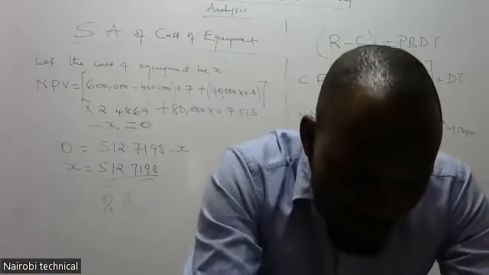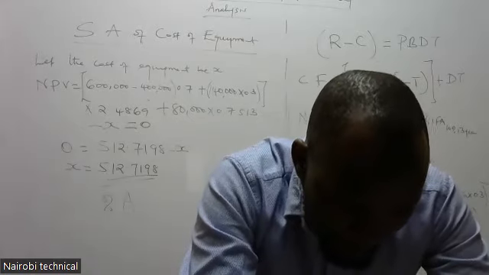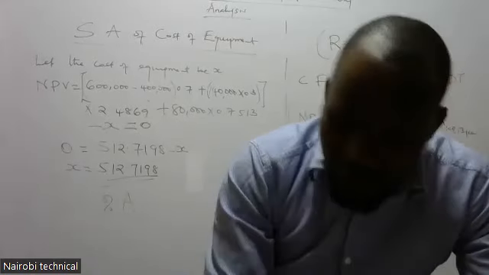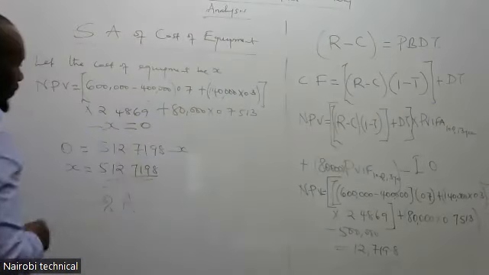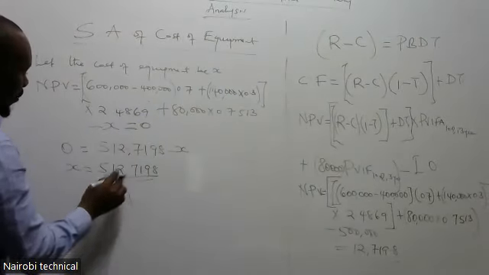So the first NPV was... okay, so just have it like that, no problem. Let's just have it as 12. No problem.